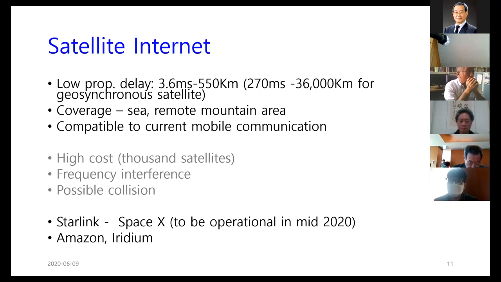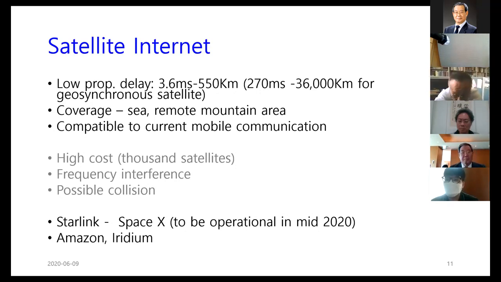But there is a bad side also. The first one is that it costs very much. The company says they will need like 100,000 satellites moving around close to the globe. 100,000 is a very big number. And because there are so many satellites, the electronic signals may interfere with other communication devices. That is another problem.